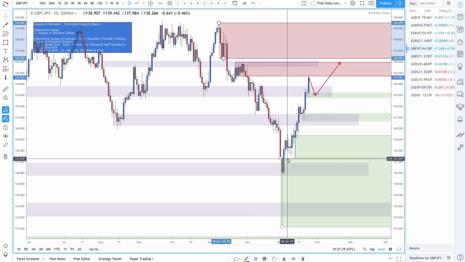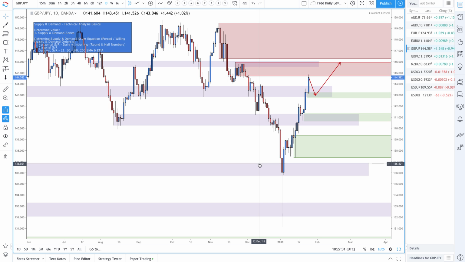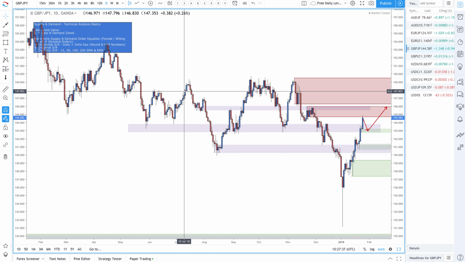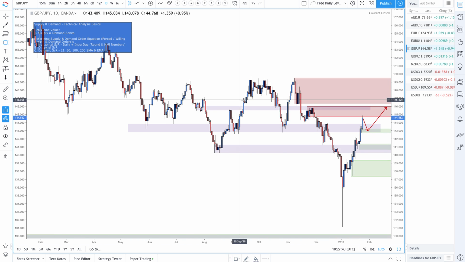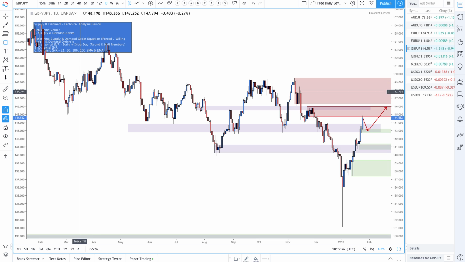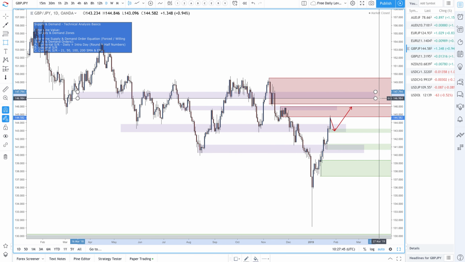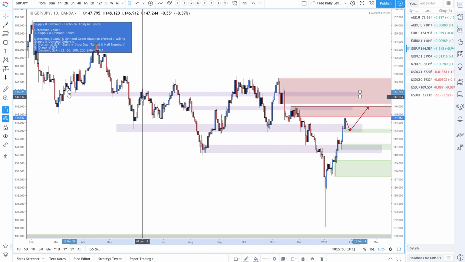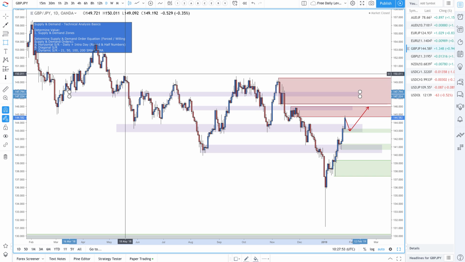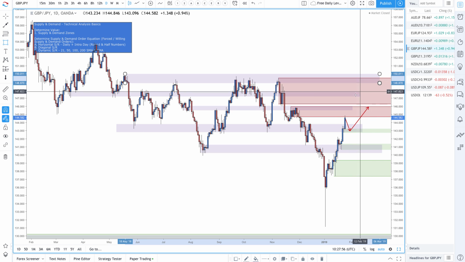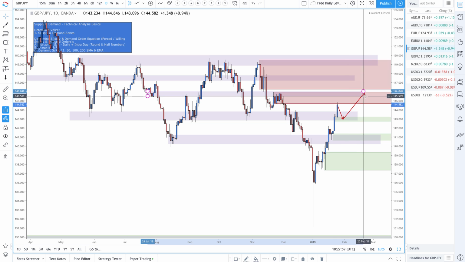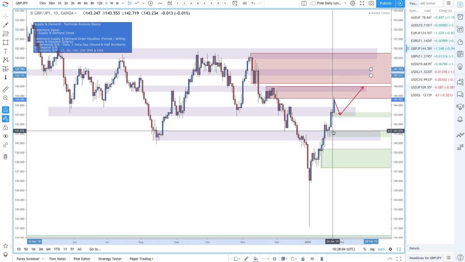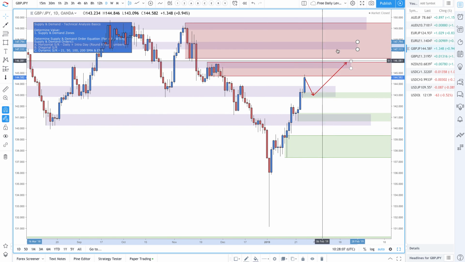What I'm going to do is I'm going to just get rid of this for now. Clean up the charts and then look for areas of support and resistance. As you can see, where you've got an area here, and you've also got something around the higher areas as well. So those are the options for the pound yen.